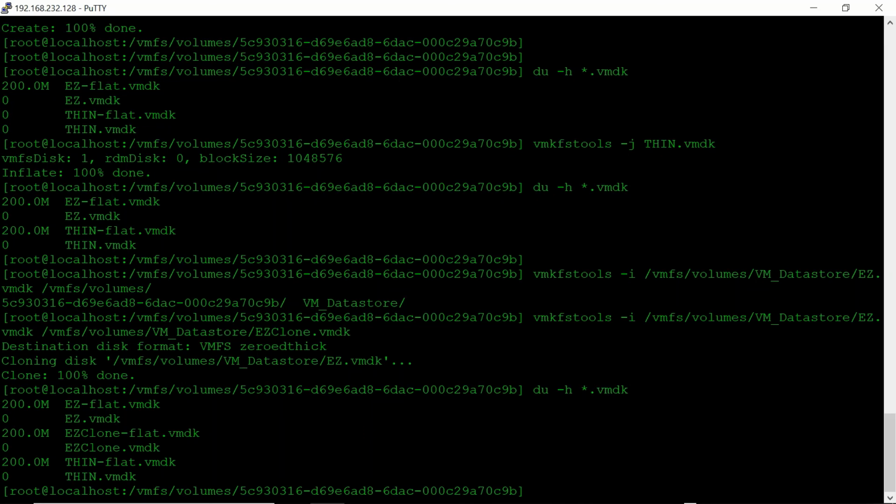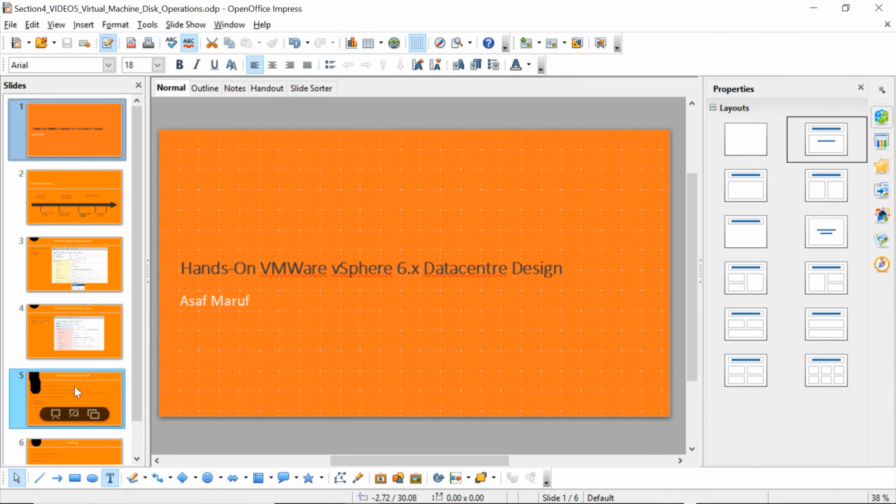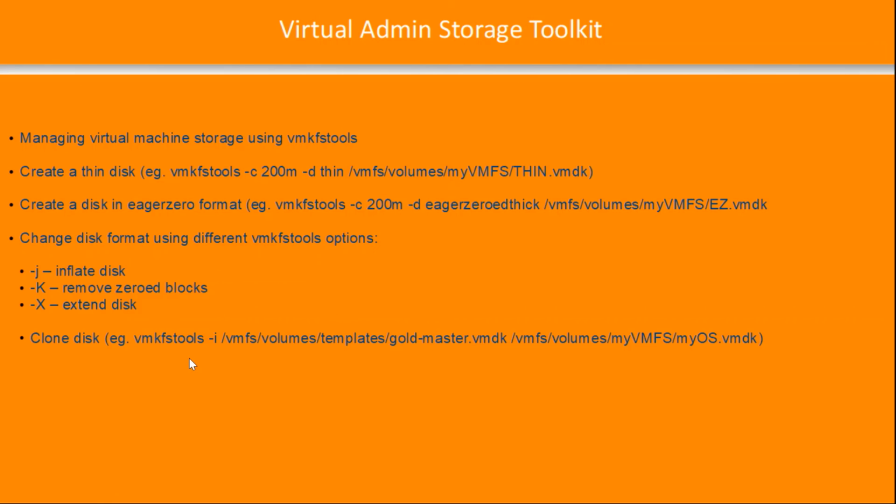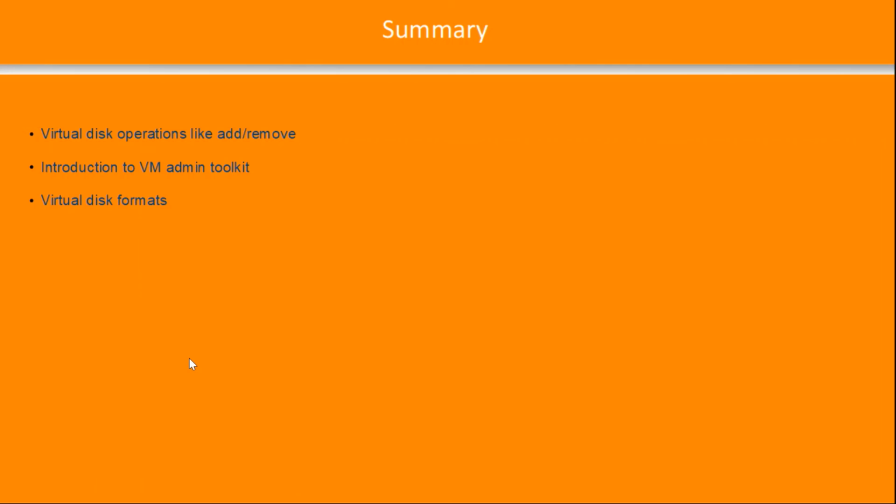So that concludes our video on VM storage operations, as well as introducing a new command called vmkfstools, which is an extremely powerful command to help the VM admin in performing various operations. To summarize, we looked at virtual disk operations like add and remove, introduced a VM admin toolkit called vmkfstools, and we saw how we could interchange between virtual disk formats.